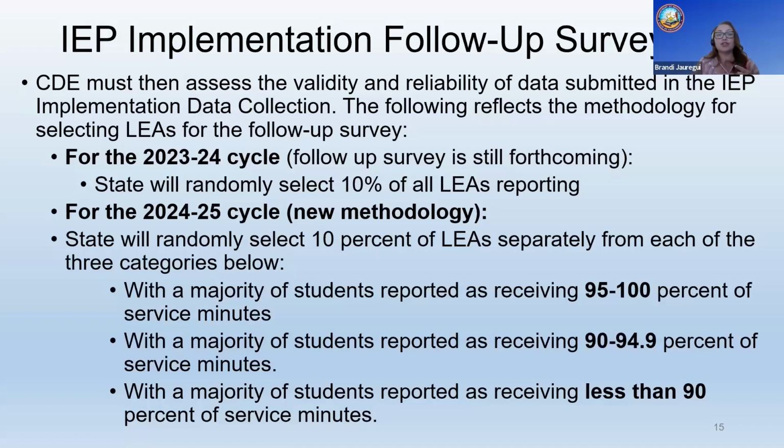So if a majority of your students fell into the 95 to 100 percentile, the 90 to 94.9% percentile, or the less than 90%, we're going to be selecting randomly 10% from each of those categories and sending you the follow-up survey. So more LEAs will be receiving that survey. And the point of that, by the way, is to get a better idea of the things that LEAs are doing that fall in the higher percentages as compared to the methodology that LEAs are using if they fell in the less than 90%. So we're going to be evaluating those categories against one another.